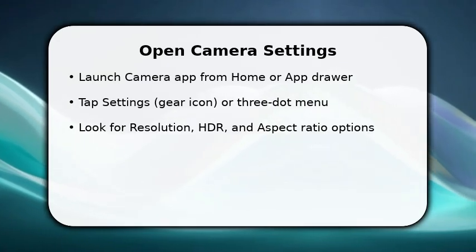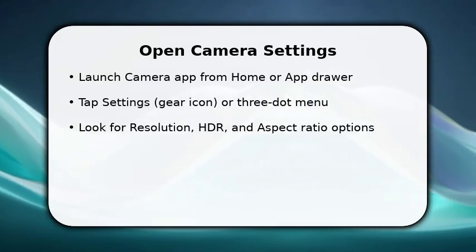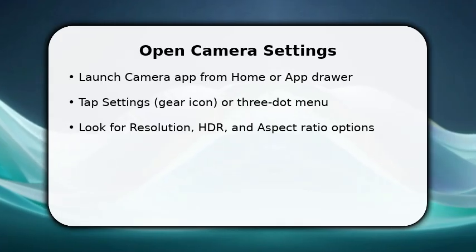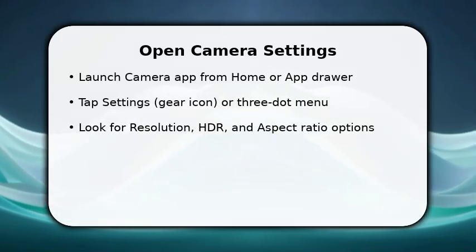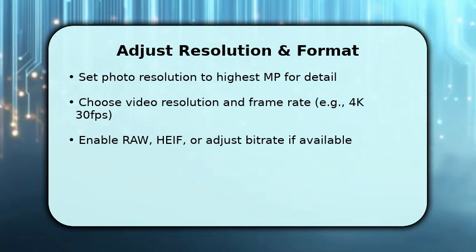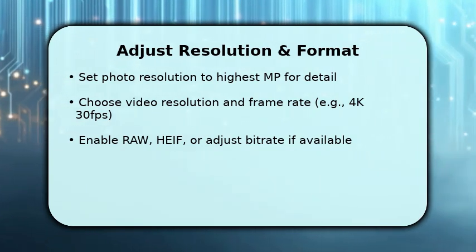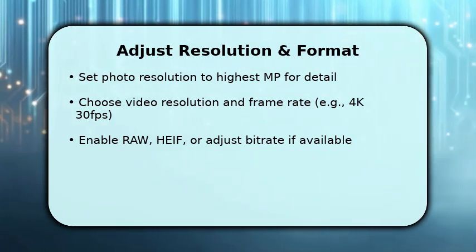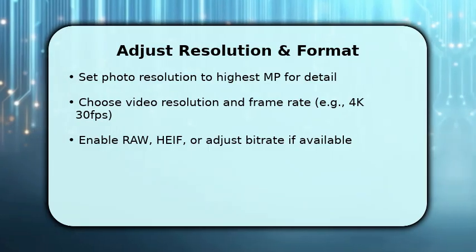Also enable Pro or Advanced mode if available so you can access bitrate, RAW, and manual exposure later for finer control. Now change photo and video resolution to the highest settings. Choose 4K or the maximum megapixels for photos because higher values retain more detail.